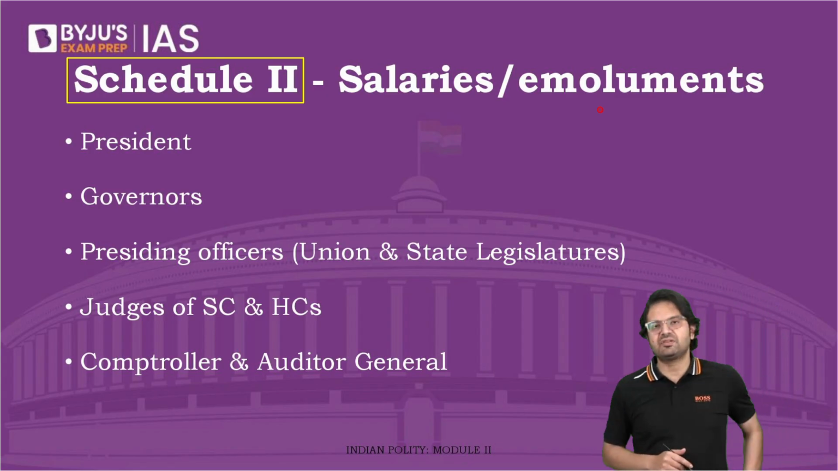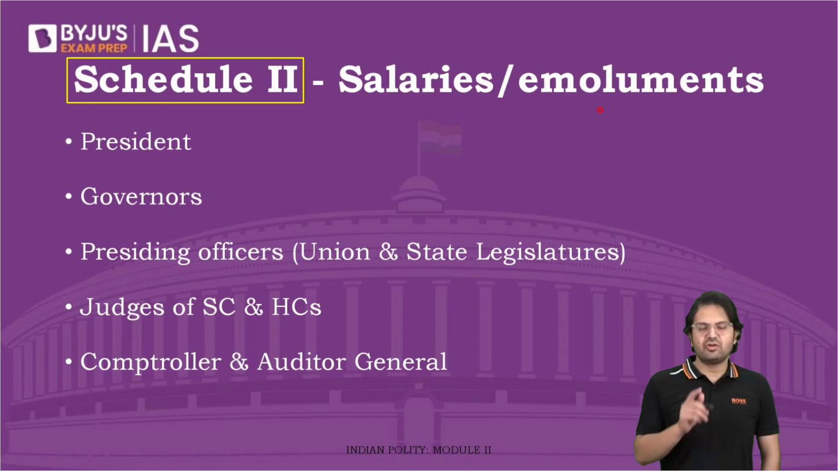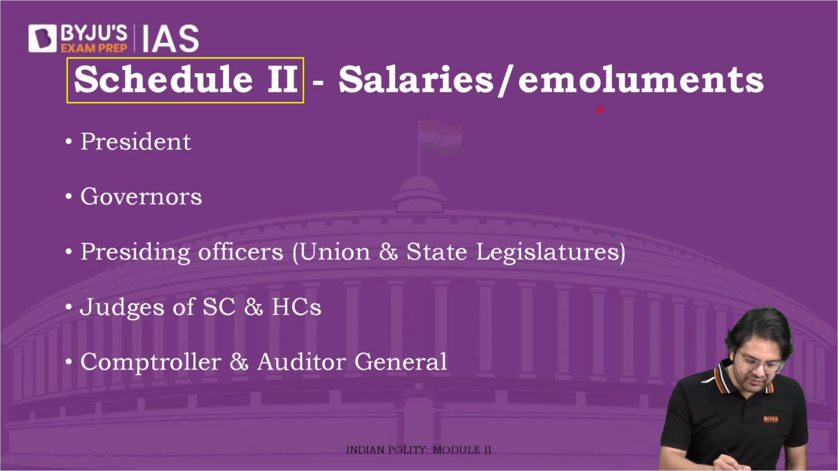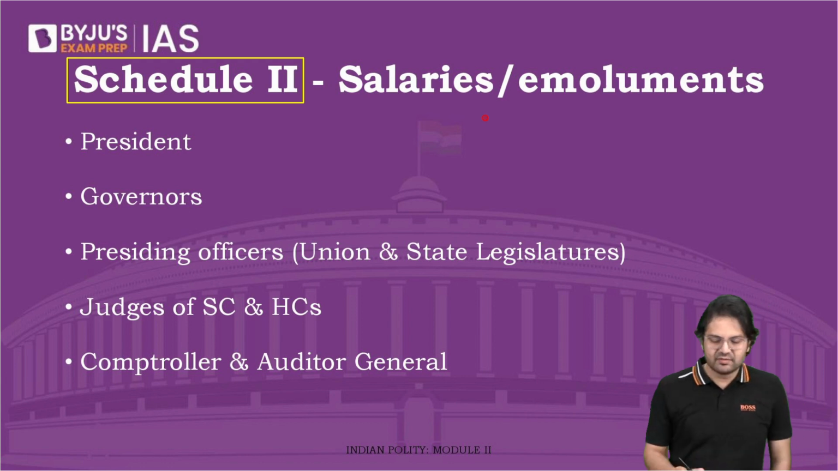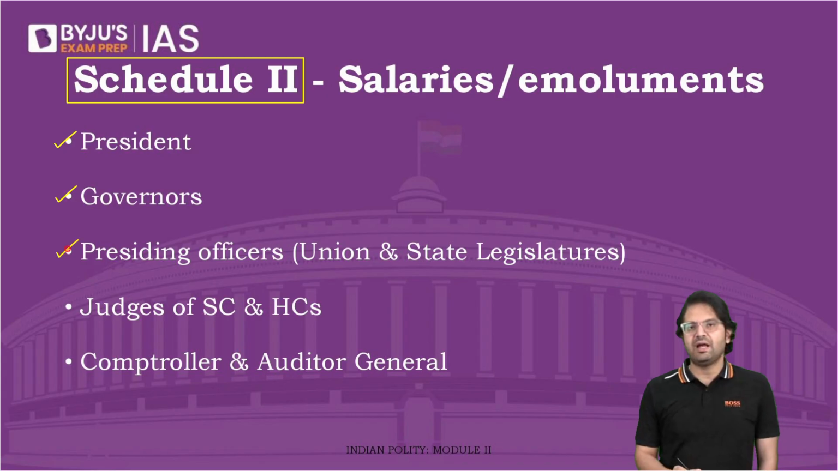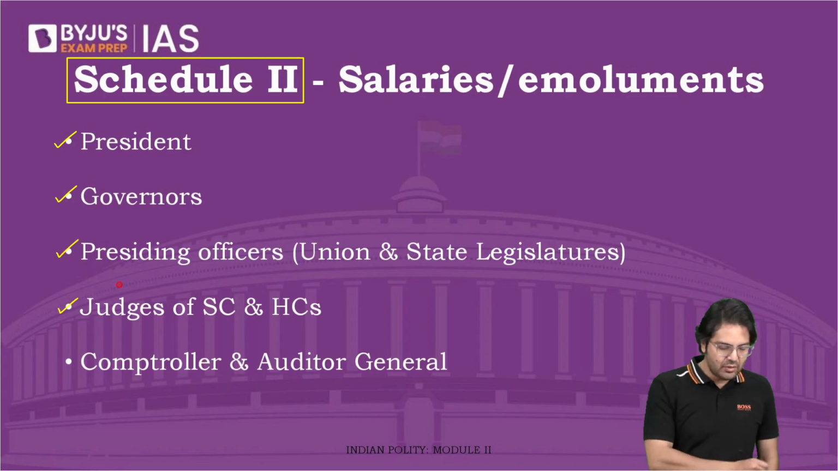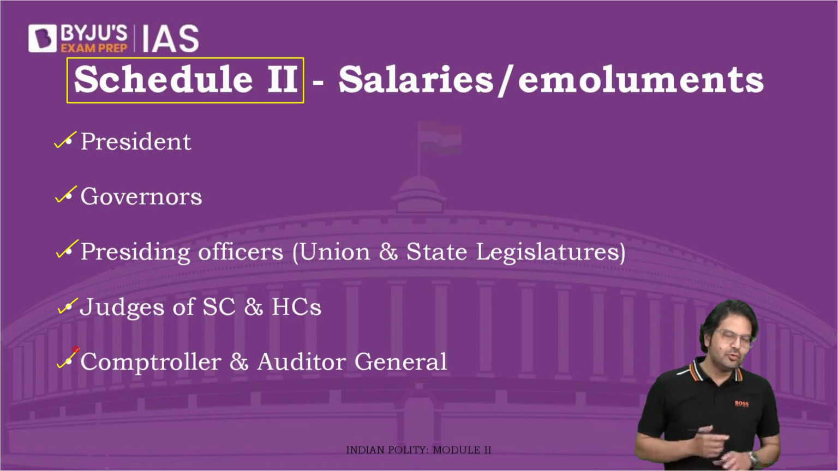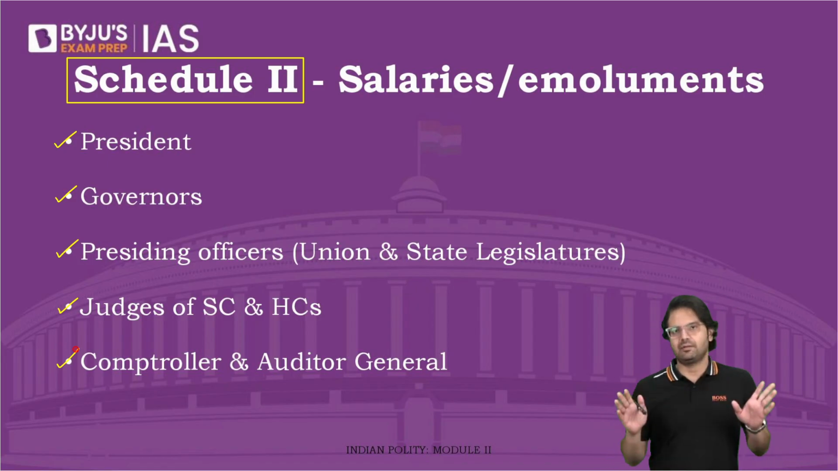Salary of election commissioners is mentioned under Schedule 2. No, it is not. Why? Because only the salary of the president, governors, presiding officers, judges of Supreme Court and High Courts, and CAG is mentioned. Nobody else's salary is mentioned here.